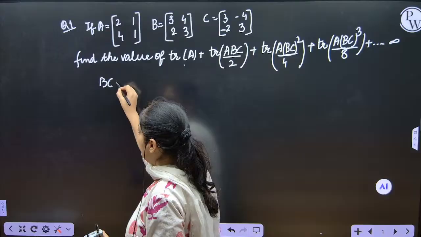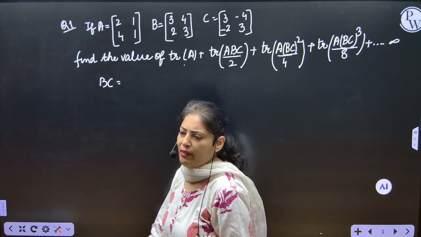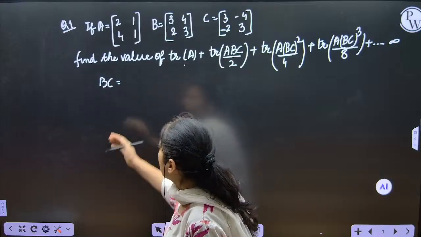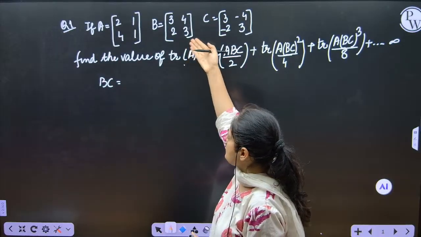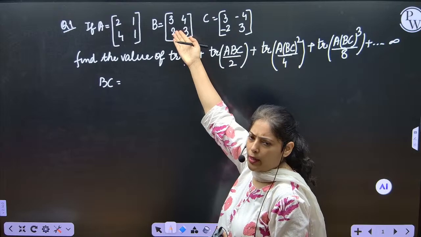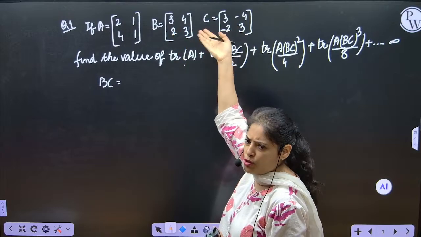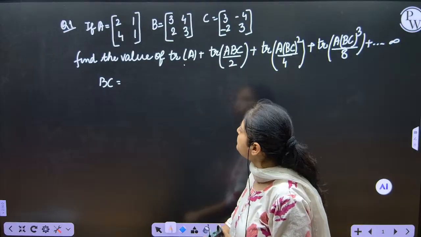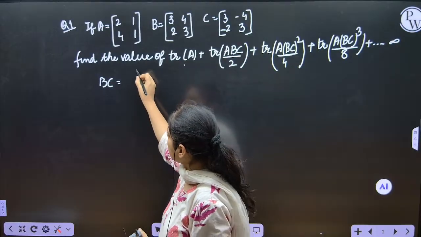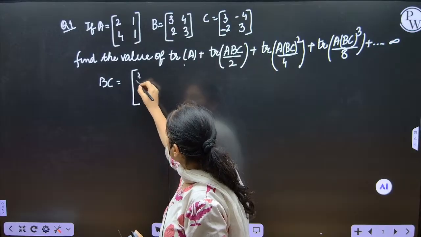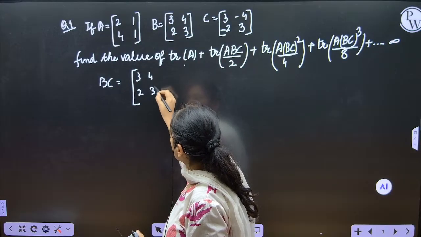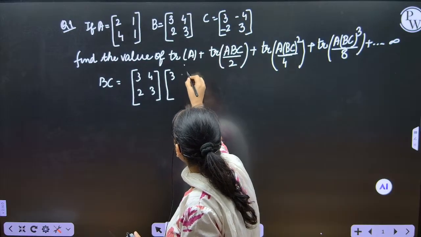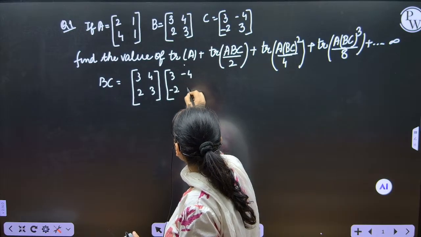So what we'll do is, we'll find the matrix BC first. BC is possible because this order is 2 cross 2, and this order is also 2 cross 2, so multiplication is possible. All right, we'll do it. So B is 3 4 2 3, and C matrix is 3 minus 4 minus 2 3.